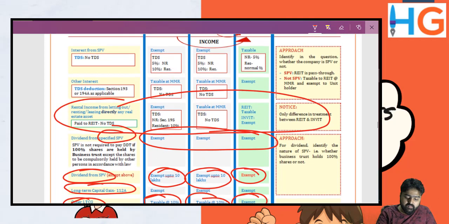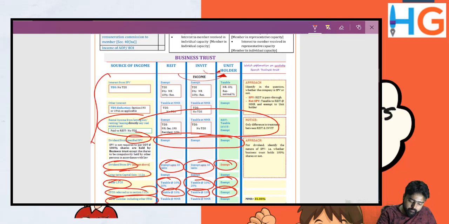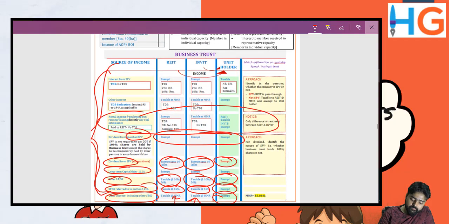So these are the incomes that we have already specified. Barring these incomes, if the business trust earns any other income, it will be taxable to the business trust and be exempt in the hands of the unit holder. Hence, the business trust is not a pass-through entity in case of other income.